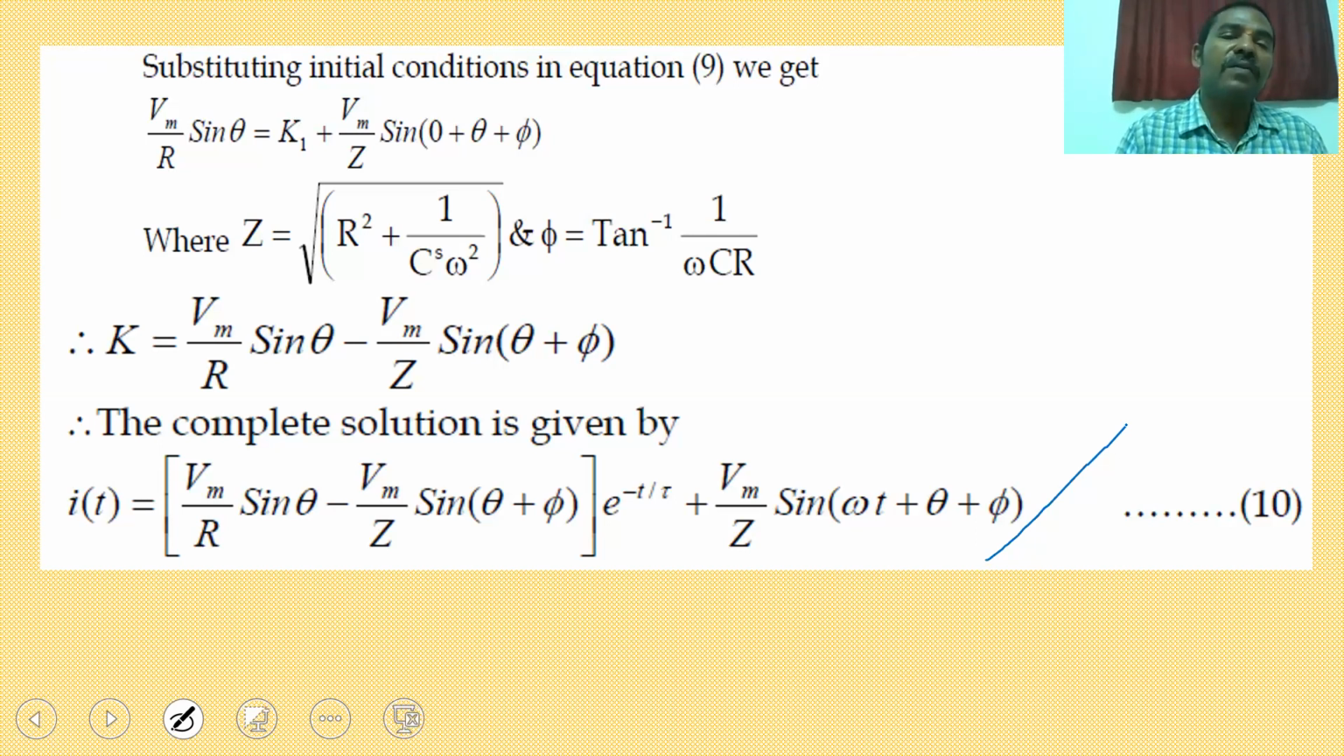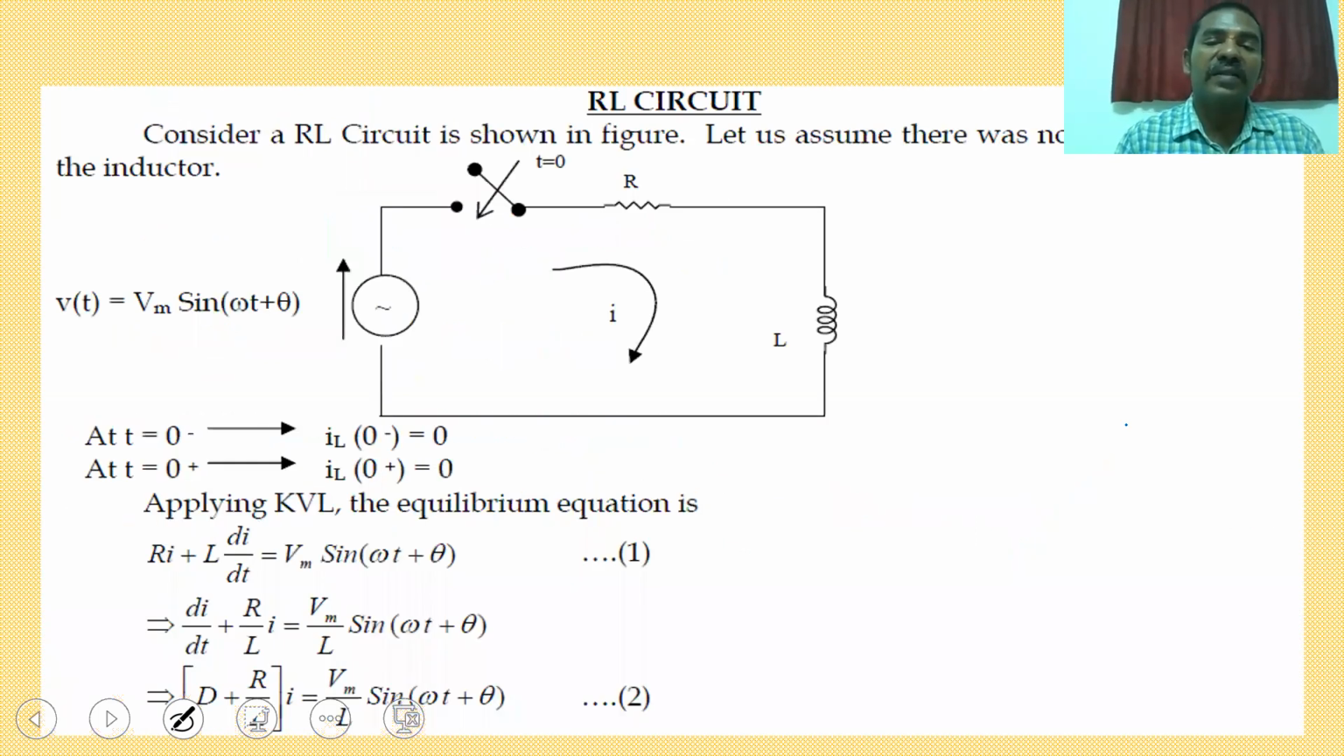Similarly, coming to the RL circuit, here also we have taken the assumption that no inductor current initially appeared due to the previous source. So the inductor is in a relaxed position. R and L are connected in series. I am taking the excitation voltage V of t is equal to Vm sin omega t plus theta.